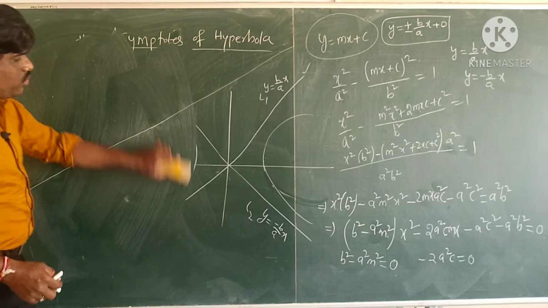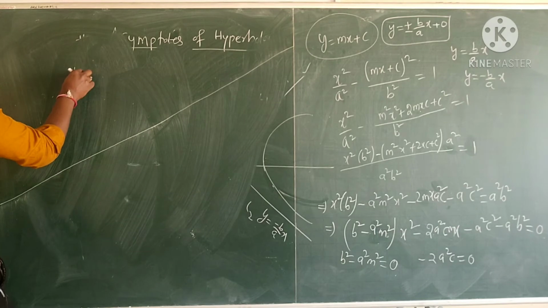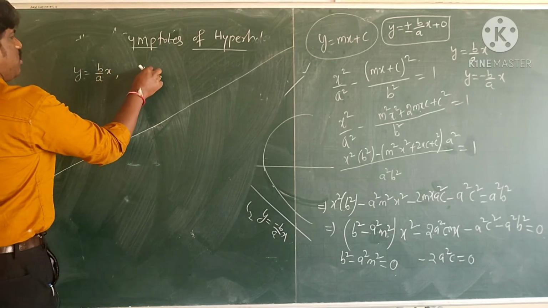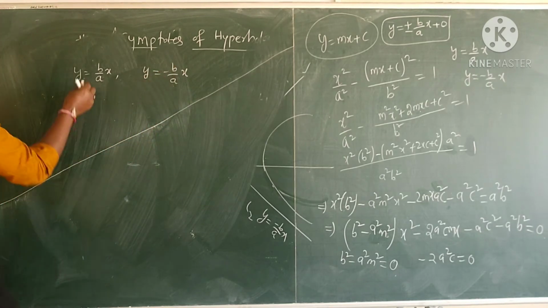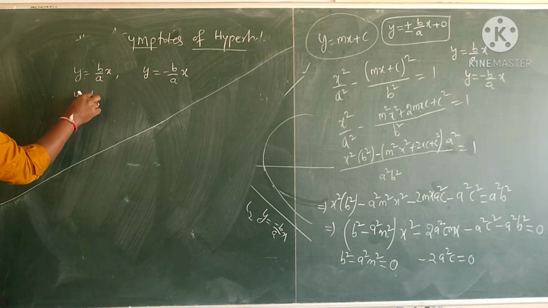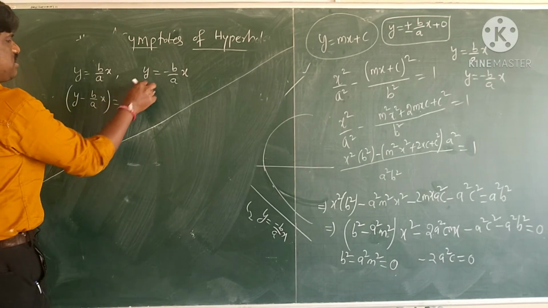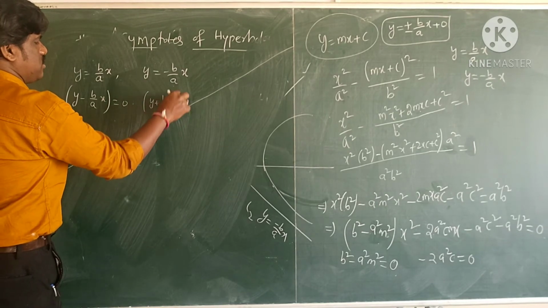The product of two lines will be the pair of straight lines, right? What is one line? y is equal to b by a into x. Another line is y is equal to minus b by a into x. It means this line is y minus b by a into x is equal to 0, and this line is y plus b by a into x is equal to 0.